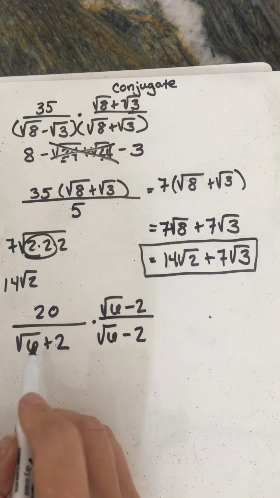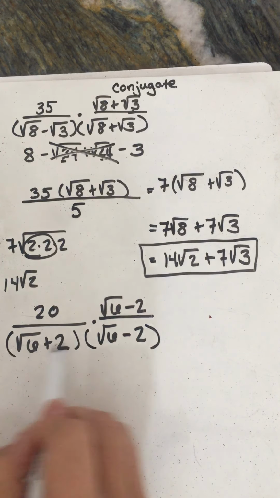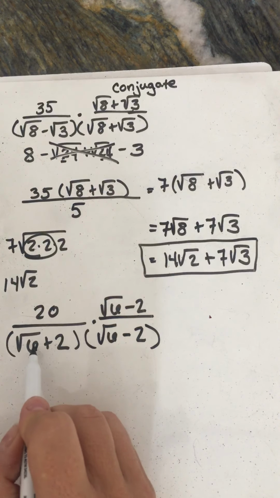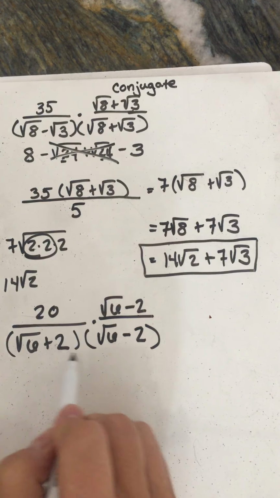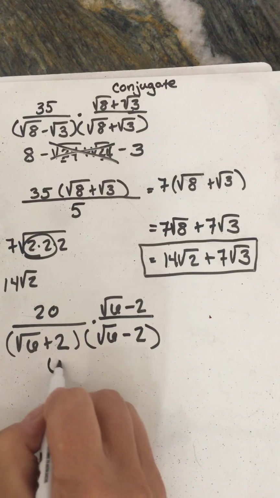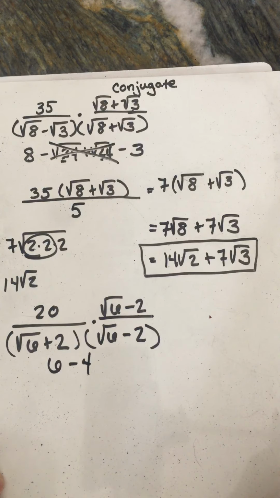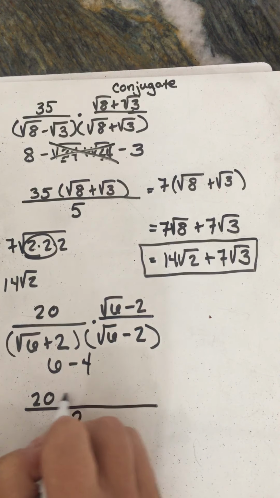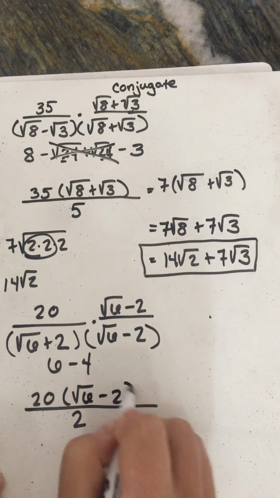And so the denominator, when we multiply through, we've got 6, right? Square root of 6 times square root of 6 is 6, minus 2 square root of 6 plus 2 square root of 6, so those subtract out. Then we've got 2 times negative 2, so negative 4. So 6 minus 4, or 2. So our new denominator is 2, and then we've got 20 times the square root of 6 minus 2.